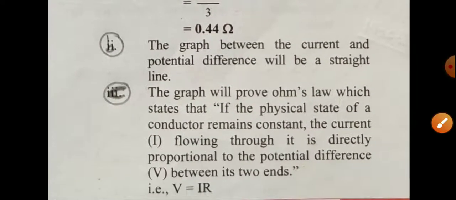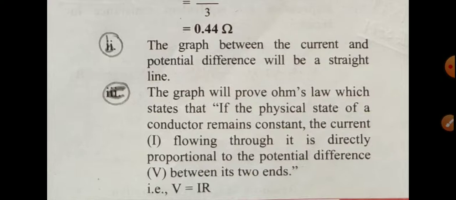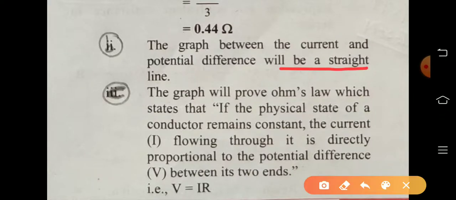The graph between the current and potential difference will be what? A straight line, because current is directly proportional to potential difference, and that's why we are getting the straight line graph. Third sub question, the graph will prove Ohm's law.